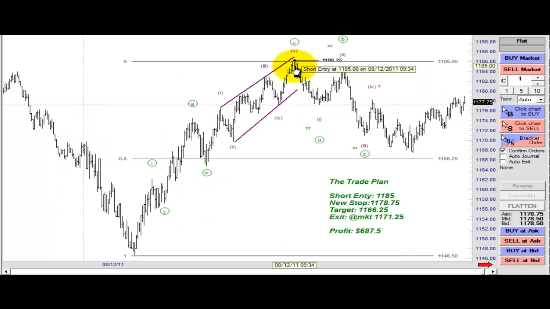To summarize this hypothetical trade, the short entry was made at 1185, and I exited the market at 1171.25. In conclusion, the Elliott Wave Principle helps you stay on the right side of the market and quickly identifies where you are right and where you are wrong and how to manage the trade.